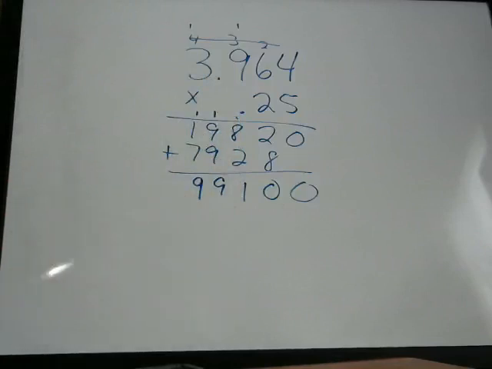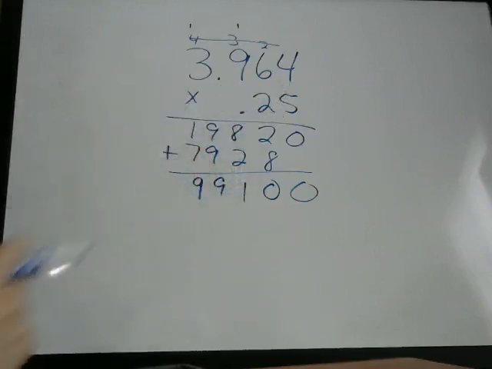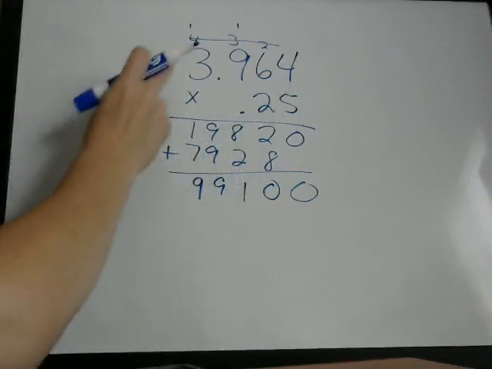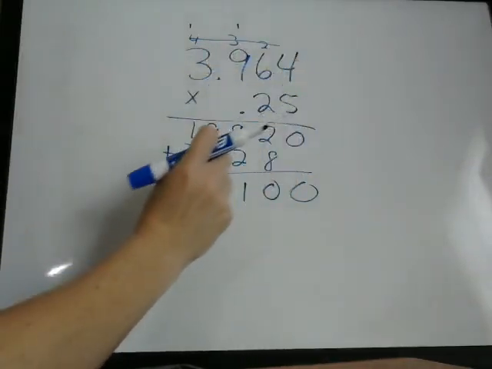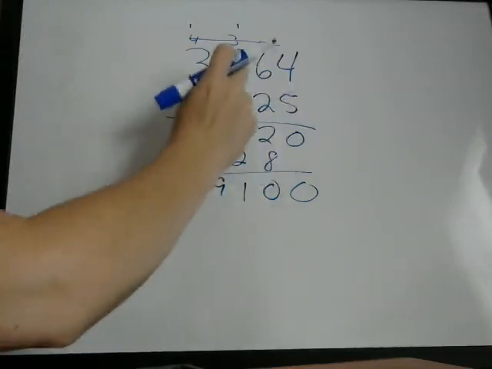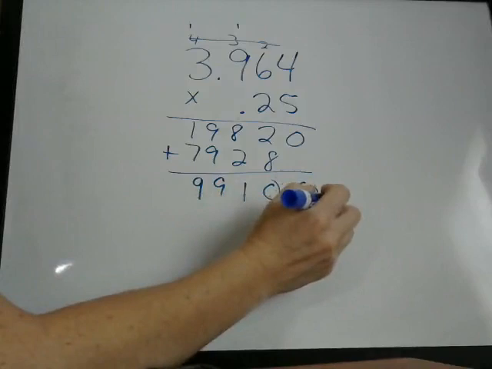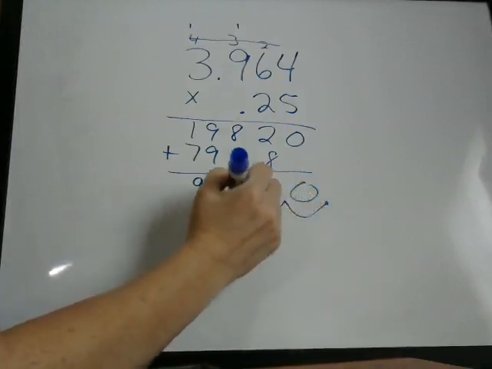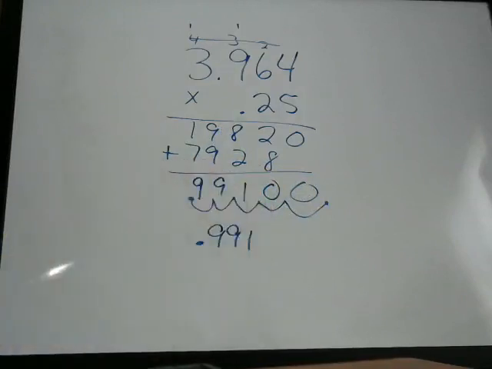So we're left with this number. Now where we decide to put the decimal in the final answer depends on how many numbers were behind the decimal in our original two numbers that we're multiplying. We were multiplying 3.964 times 0.25. There's 1, 2, 3 numbers behind the decimal in this number, and there's 2 in that one. So 1, 2, 3, 4, 5. So we're going to move the decimal point in our answer 5 places to the left. If we think of it being over here, 1, 2, 3, 4, 5, our answer is going to be 0.991.